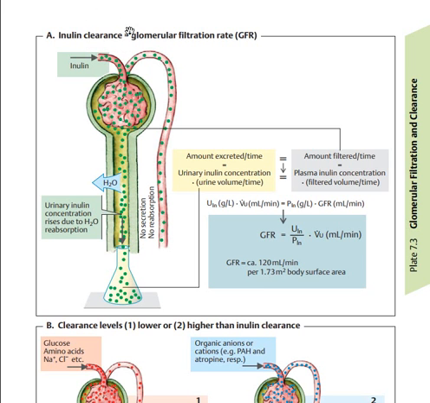Clearance is defined as the ability of the kidney to remove... clearance is defined as the volume of plasma required to remove completely a substance from blood per unit time. So that's the definition of clearance. Clearance is defined as the volume of plasma required to remove.